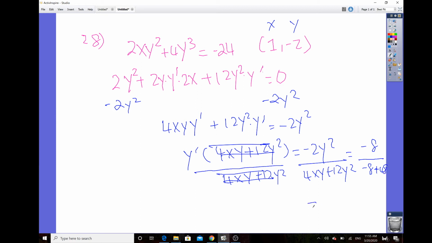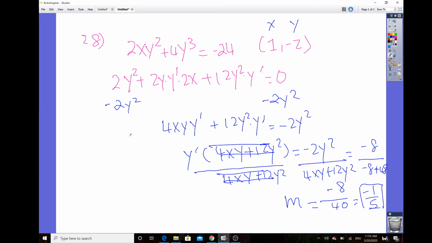And now you want to simplify that from here. So negative 8 over the quantity of negative 8 plus 48. So you do have negative 8 over positive 40. And now you want to reduce. So it's negative 1 over 5. And guess what this is? That's right. This one is a slope.